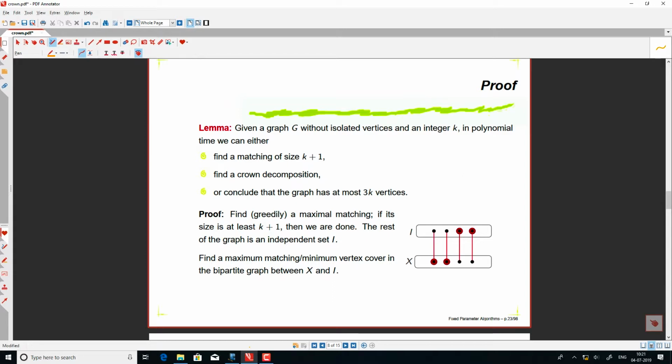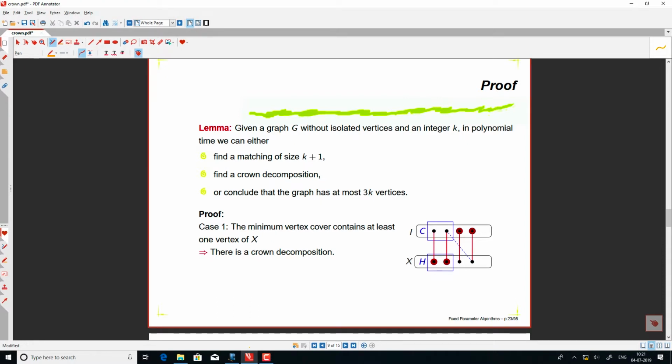Again, if this matching is of size k plus 1, you can stop and we are done, since I will produce a matching of size k plus 1. Otherwise, I'm going to argue that I will either give you a crown or I will show you that there are at most 3k vertices. At this point, if I didn't find a matching of size k plus 1, I will prove that one of these happens.